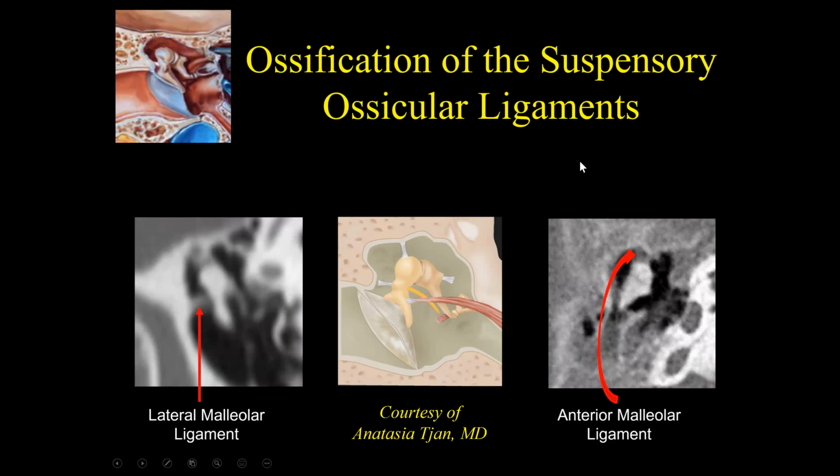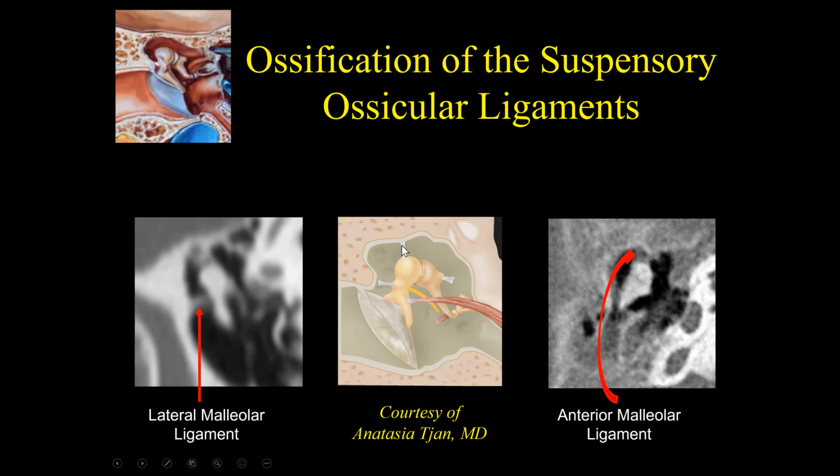Other things that can cause a conductive hearing loss, and sometimes this can be subtle to see, and it hasn't been that well described in the literature, but it's hard to see, is ossification of the suspensory ligaments. So when we look at the ossicles involved in the middle ear cavity, they're literally suspended in the middle ear cavity, and they just can't be suspended without some type of infrastructure that supports them.